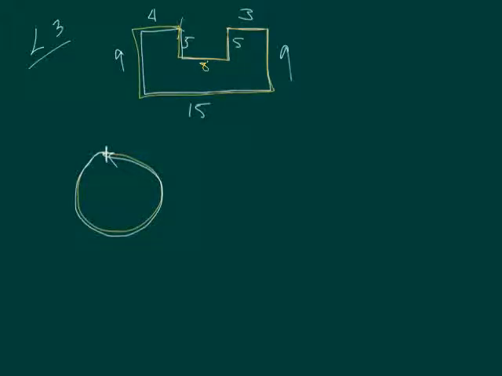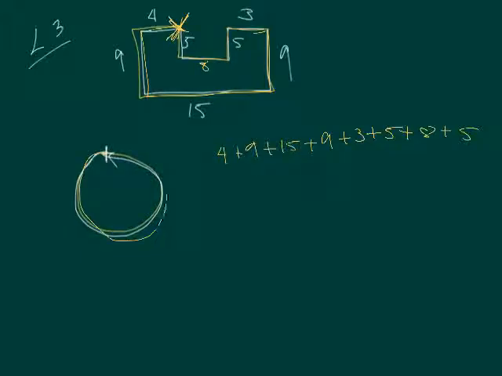So again, if I start right here, and I march around this whole thing, I just take my 4 plus 9 plus 15 plus 9 plus 3 plus 5 plus 8 plus 5 until I'm back to my starting point. I add up all those numbers, and that ends up being my perimeter. And if you add all those numbers up, you should get about 58 inches. Circumference, on the other hand, is the distance around, and it's a little bit harder because it's a circle.